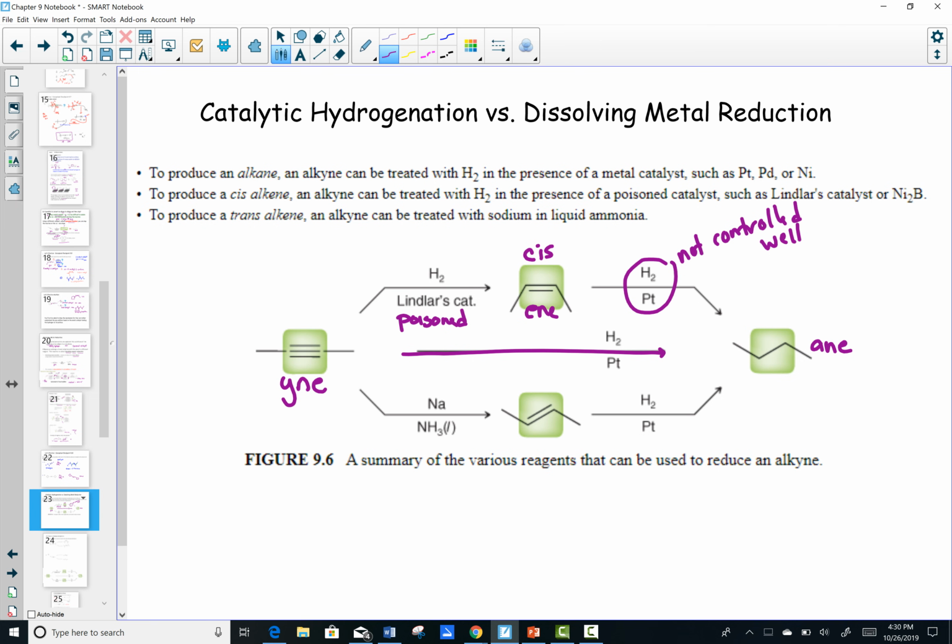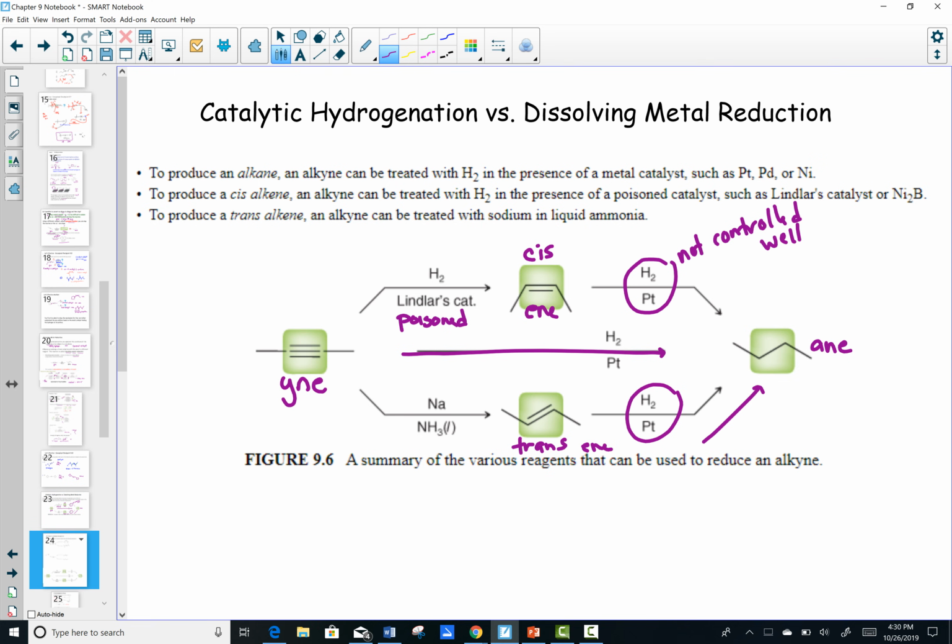And then the last one we just practiced, working with sodium and liquid ammonia, ended with the trans configuration of the ene and stopped. But if I wanted to continue to create the ane, as in any condition, hydrogen and the metal catalyst will saturate the bonds.